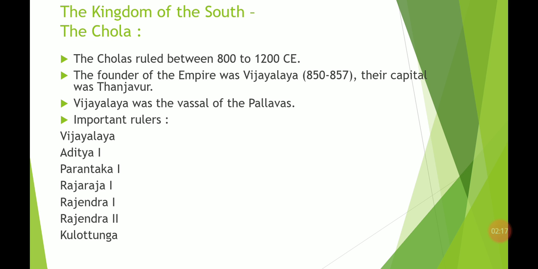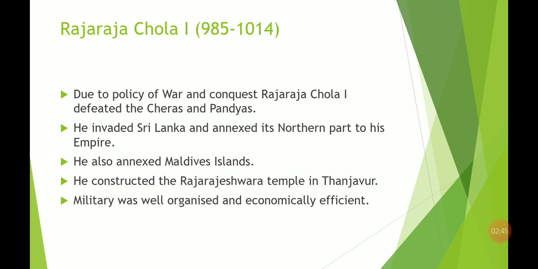Now here you can see some of the important rulers of the Chola dynasty: Vijayalaya, Aditya I, Parantaka I, Rajaraja I, Rajendra I, Rajendra II, Kulottunga. These were some of the Chola rulers who were famous during the Chola period. In this chapter, we have to read about only two of them. The first one is Rajaraja Chola, and the other is Rajendra Chola. They are father and son, as I will explain.